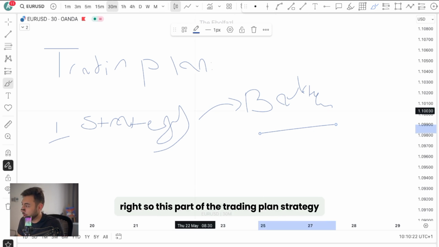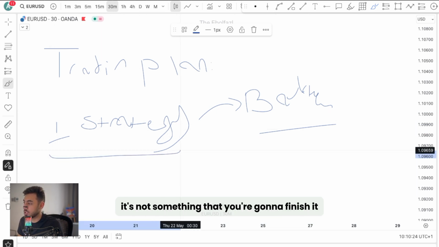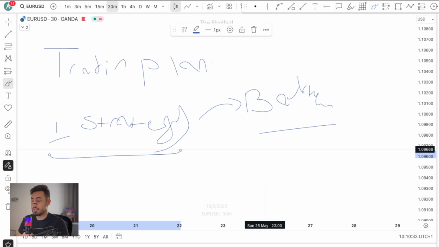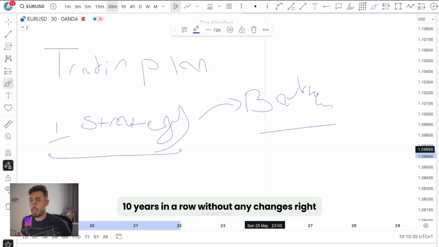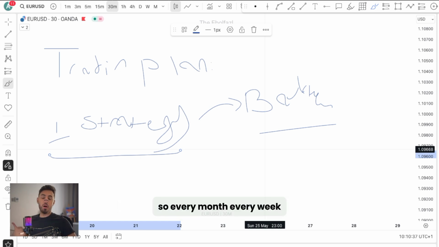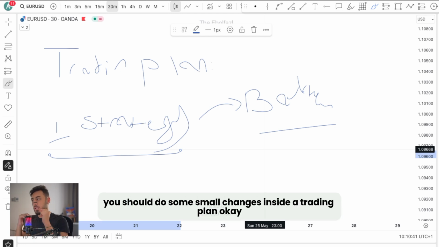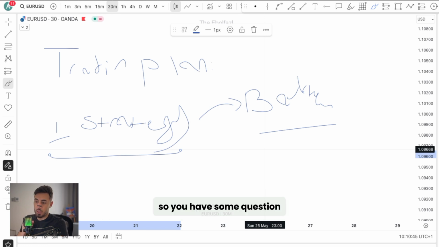So this part of the trading plan is strategy. It's not something that you're going to finish once and be done. A trading plan is not something that's going to work for you 10 years in a row without any changes, right? So every month, every week, within the journaling that you have, you should make some small changes inside the trading plan.